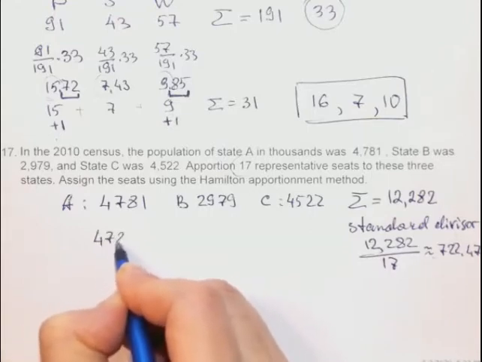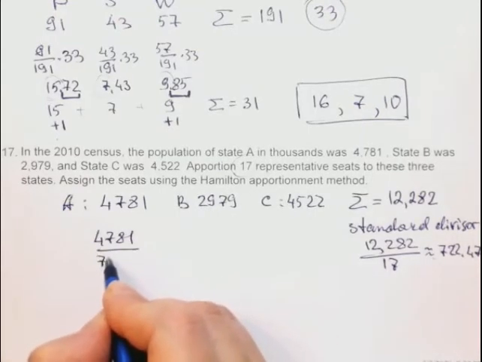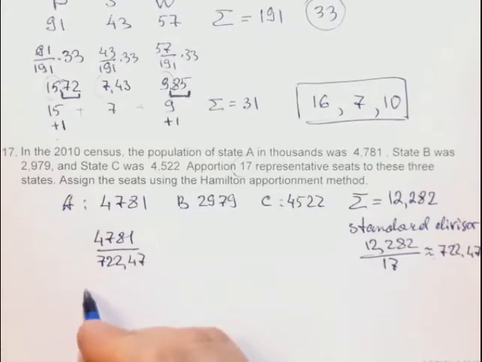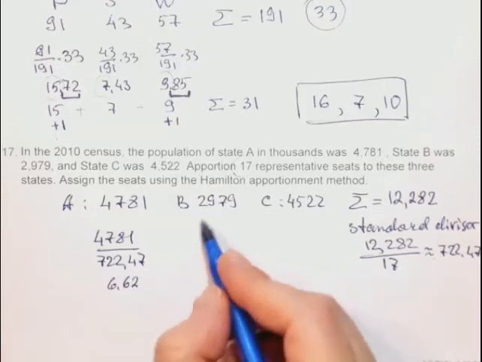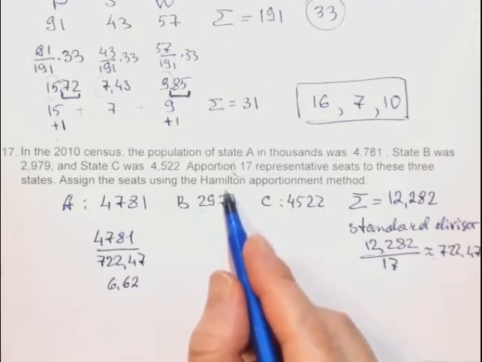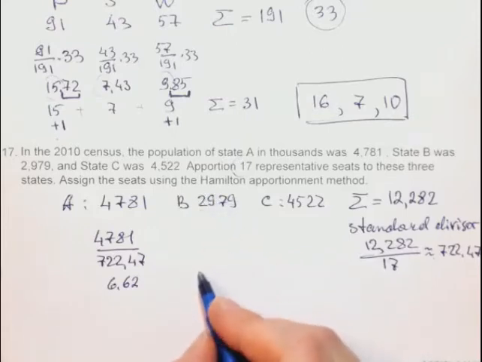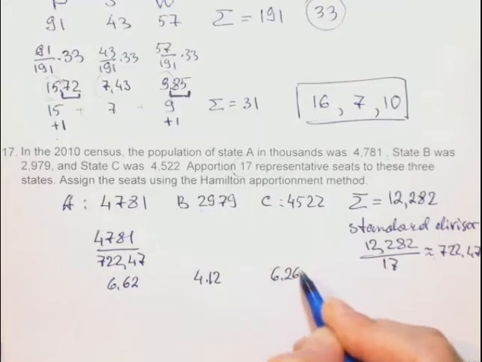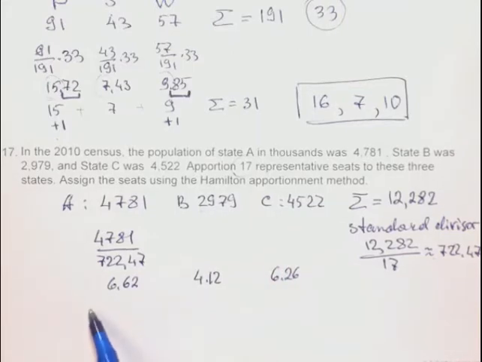So 4781 divided by 722.47, and we get the number 6.62 for state A. So we divide 2979 by standard divisor, and we get 4.12 and 6.26 for the state C. And then we follow the same procedure as in the previous problem.